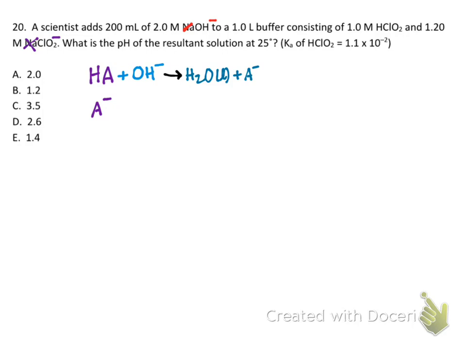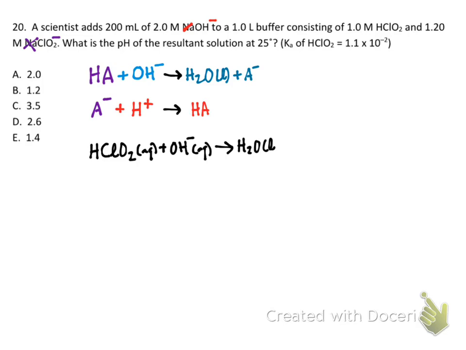If we added in an acid, the acid would preferentially react with the basic component of our buffer. And we get A minus plus H plus yields the conjugate acid. Since we're titrating in the strong base, that means it's going to be reacting with the weak acid component. So, our reaction is going to be HClO2, that's our weak acid, plus hydroxide, doesn't matter what hydroxide we use, yields H2O liquid and ClO2 minus. There we go.